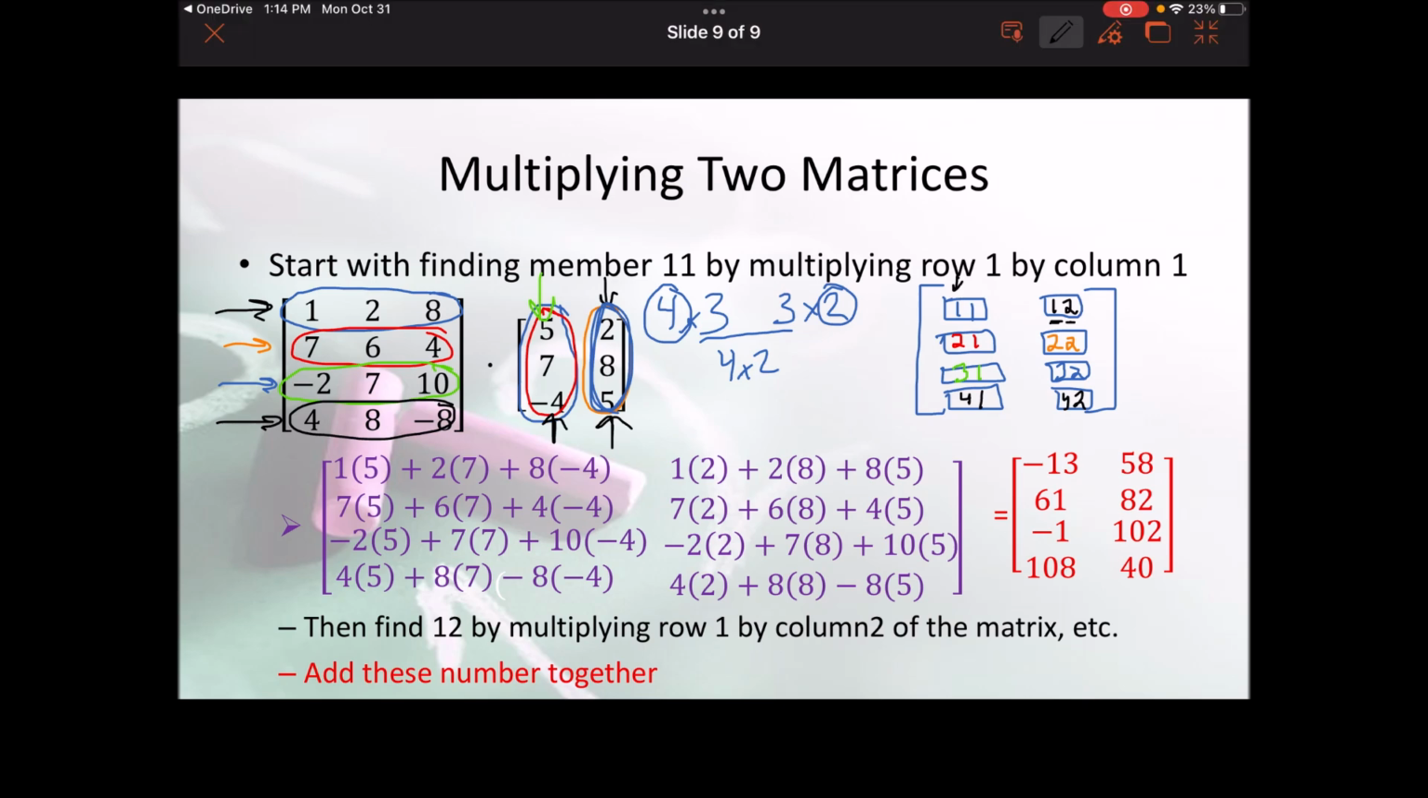So when you look at the element numbers, the member numbers, the first number indicates what row you need to use. The second number represents what column you need to use. That is really the most difficult part about multiplying the two matrices. There's a lot of ways to make mistakes, but the basic process is you take the number of the row and multiply by the number of the column based on your member number.